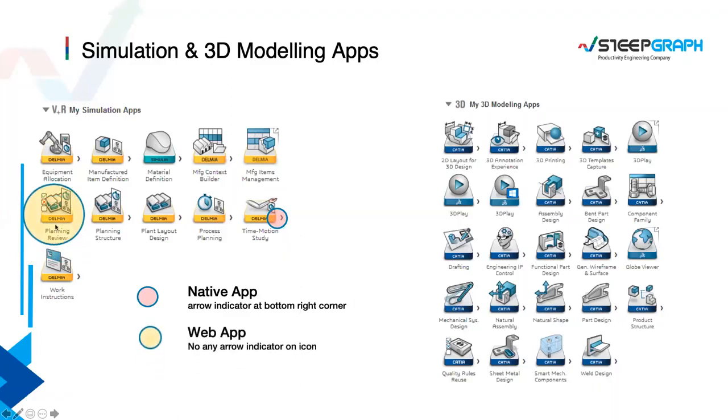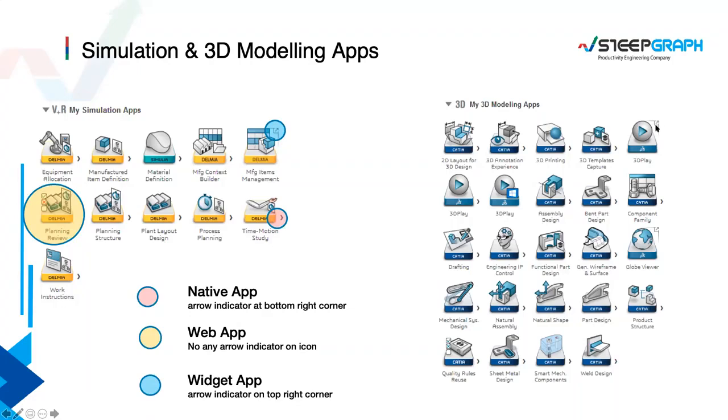Now, if there is no arrow here or at the top either, that means it is a web application. So it will launch a new web page in a new tab or a new browser window. And then there is a third category, which is the arrow at the top. This typically shows a widget app. So an arrow indicator on the top right corner, that you can see here at the top right, for example in this case 3D Play as well. So it is the top right arrow.